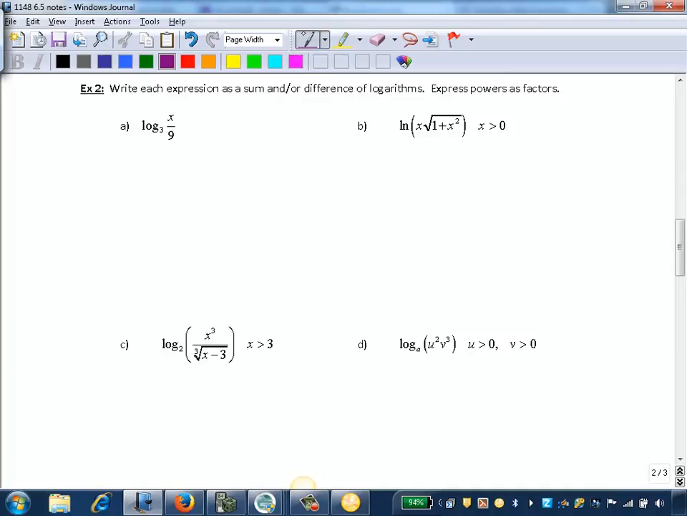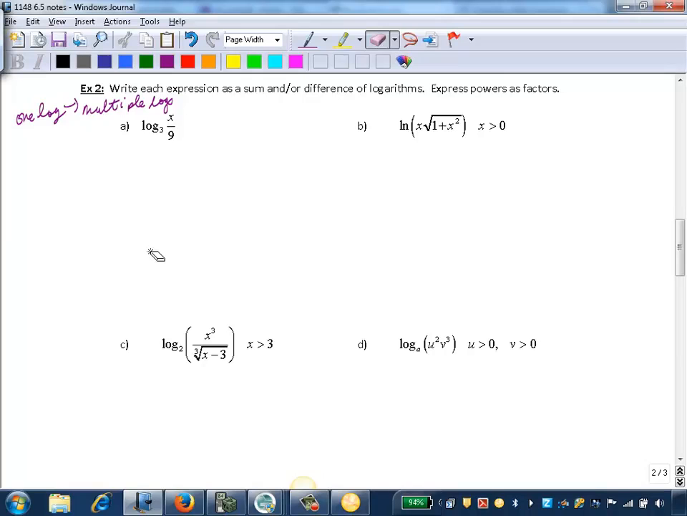So I want you to note that in this problem, we're going from one log to multiple logs. This is important because in other examples, you'll be asked to combine logarithms into one single log. So you want to pay attention. Here you're starting with one, and you're asked to split them up.